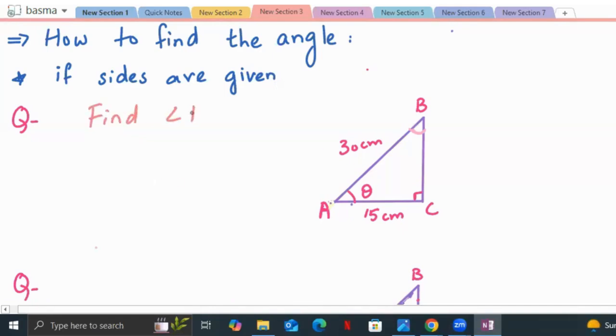Let's say we have to find angle B. So what is angle B? I'm going to label it. That's your angle B here. Let's label it with x.